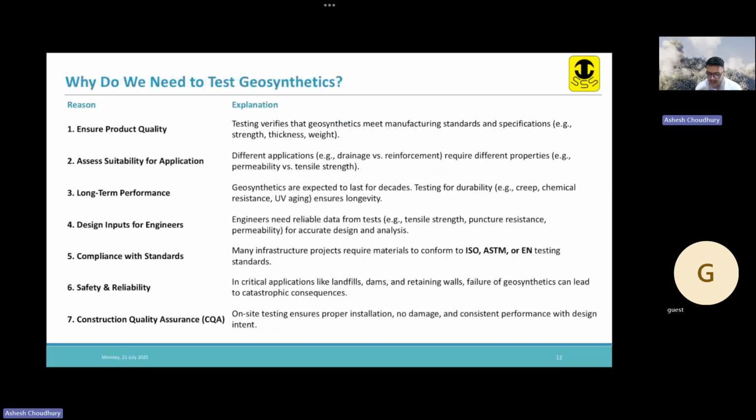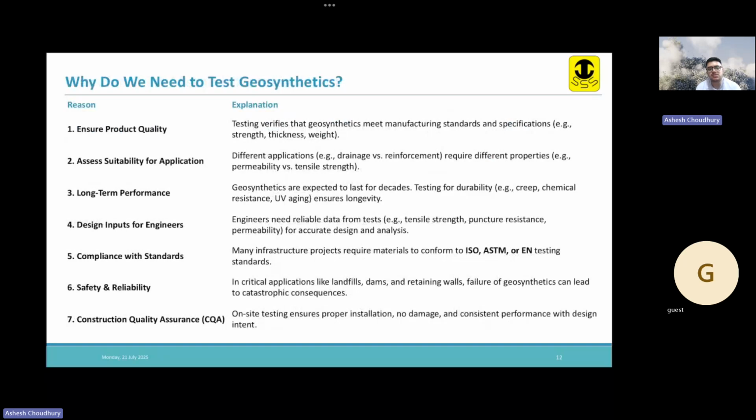The first is to ensure product quality. Testing verifies that geosynthetics meet manufacturing standards and specifications, for example strength, thickness, and weight. These are some of the basic properties that initially you need to check. Then assess suitability for different applications. For example, drainage versus reinforcement requires different properties, like permeability versus tensile strength.